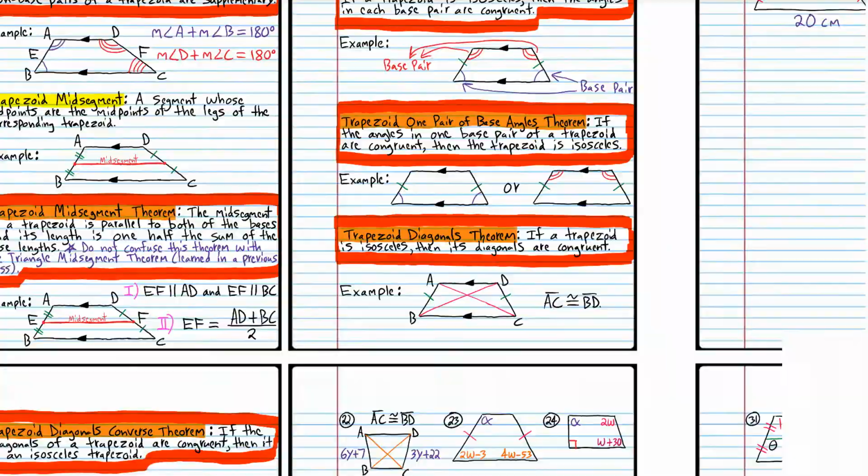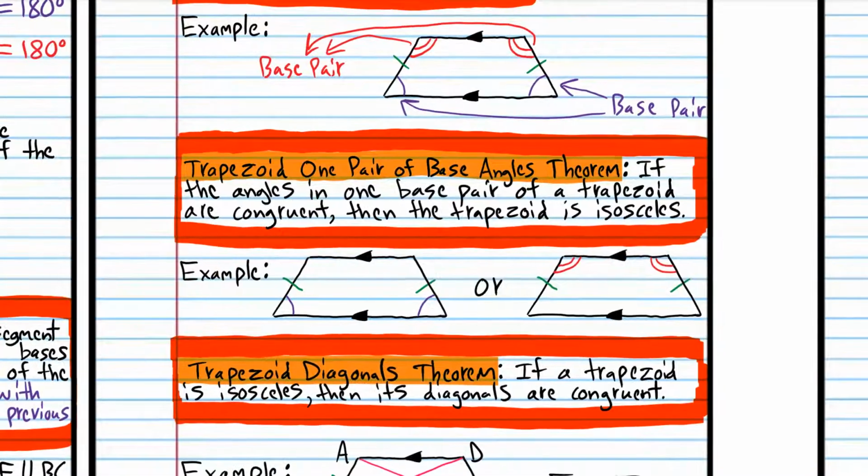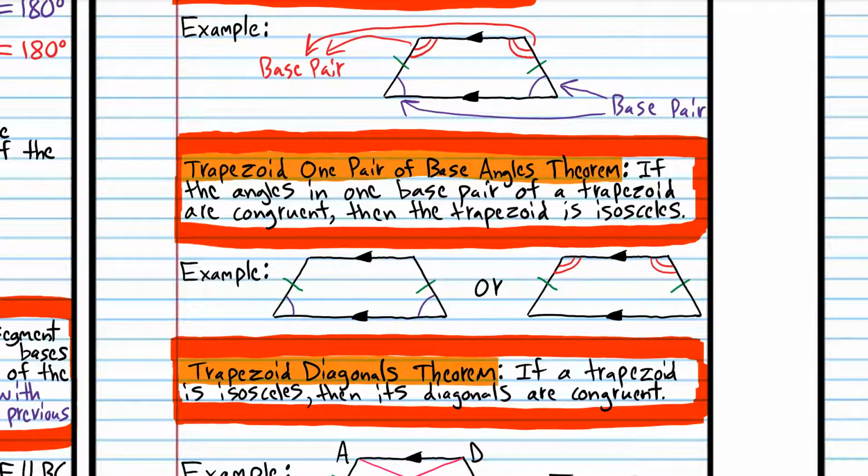And now for 21, we need to go to this theorem here, the trapezoid one pair of base angles theorem. If the angles in one base pair of a trapezoid are congruent, then the trapezoid is isosceles. So if you just know that these angles are congruent, that's all you need to know that the trapezoid is isosceles. Or if you were given these two angles, because they're base angles and because one pair of base angles are congruent, that proves that it's an isosceles trapezoid, meaning those legs are congruent. So that's what we're going to use in this problem.